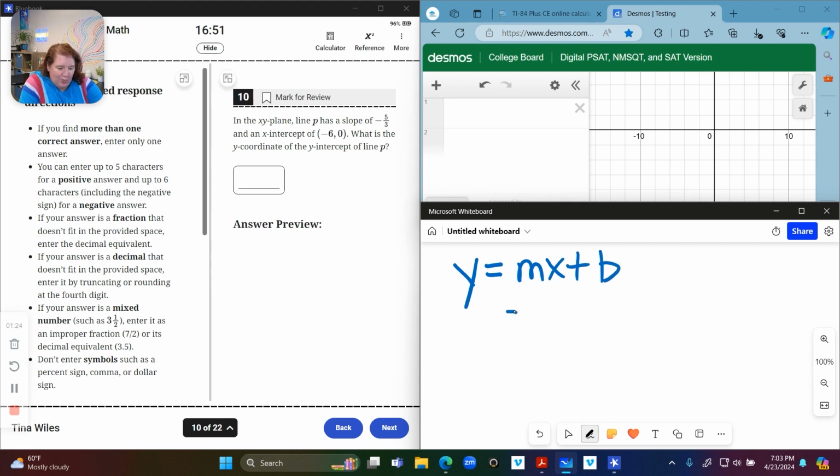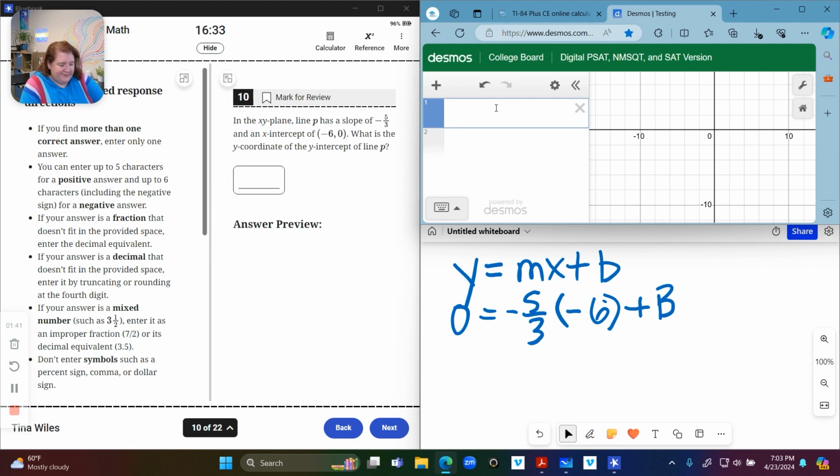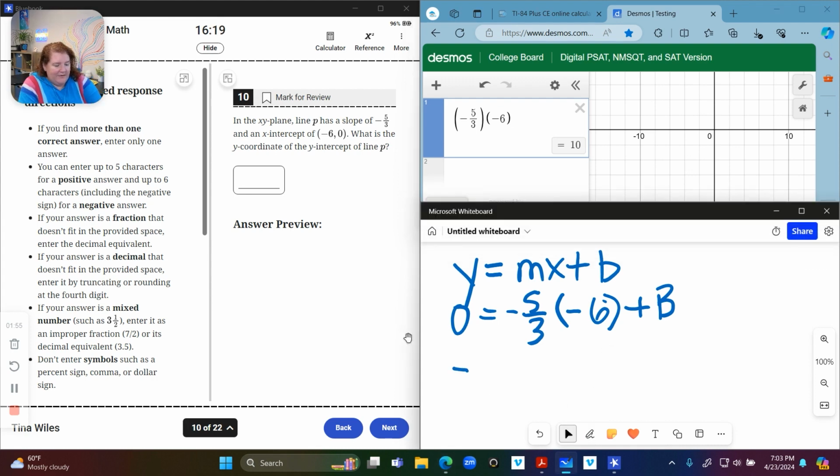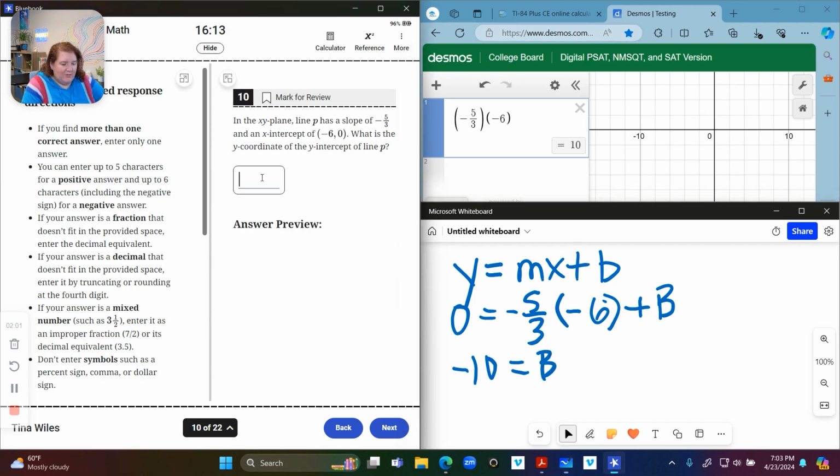They gave me the slope, and they gave me a point. So when x is -6, y is 0, and then I need to solve for b. The slope is -5/3. Oh, -5/3 times -6 is 10. When I move that over, I would get -10 equals b. So that would be the y coordinate of the y-intercept.